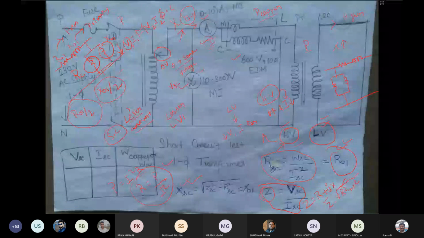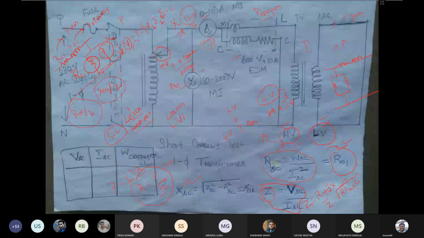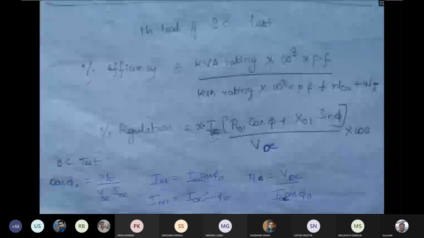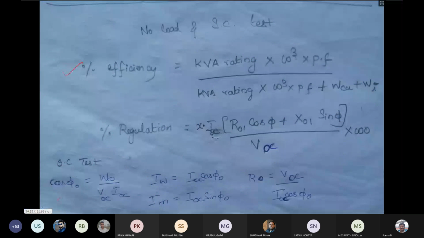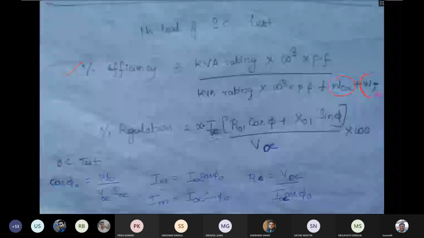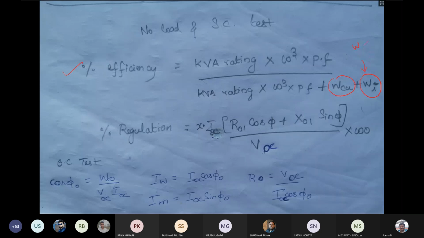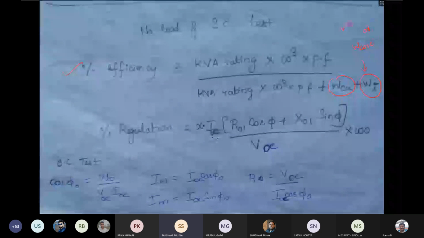With this, from this we know the copper loss, and from the open circuit test we know the core loss. So we can implement this in the efficiency equation. This is the overall efficiency equation using the open circuit test and short circuit test. What we did is we obtained this copper loss and we obtained this core loss. This is also called iron loss. Core loss or iron loss.